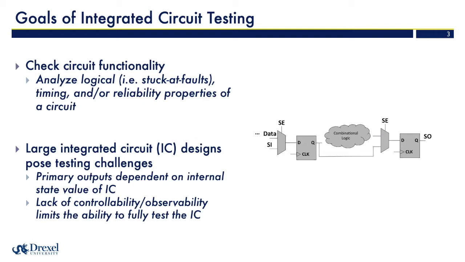Now, large integrated circuit designs pose some challenges to validating the IC because they have an internal state space. So the primary outputs not only depend on the primary inputs, but the internal state of the IC. And the lack of controllability or observability of this internal state limits the ability to fully test the IC.